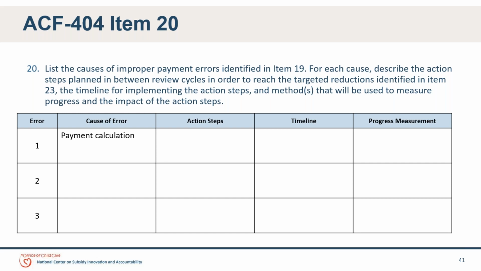The action steps are detailed descriptions of specific activities planned in order to reach those targeted reductions. The timeline, that's going to be a schedule of activities or events and should indicate when the specific action steps that were described in the previous column should be completed. The progress measurement, of course, is a measurement or another appropriate indicator enabling you to track completion of those planned action steps. And then, of course, whether they have the desired effect in reducing errors.